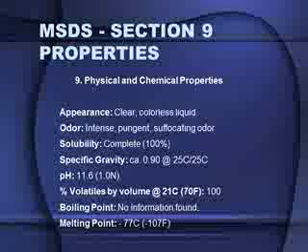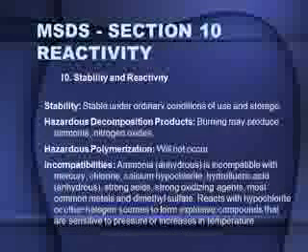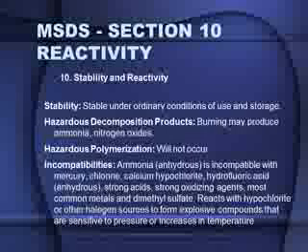Physical and chemical properties is simply a list of details of the chemical you're dealing with: appearance, odors, pH, things of that nature. Reactivity can be very important. This section will tell you what things not to mix your chemical with, or what things can happen if you do mix your chemical with other chemicals.